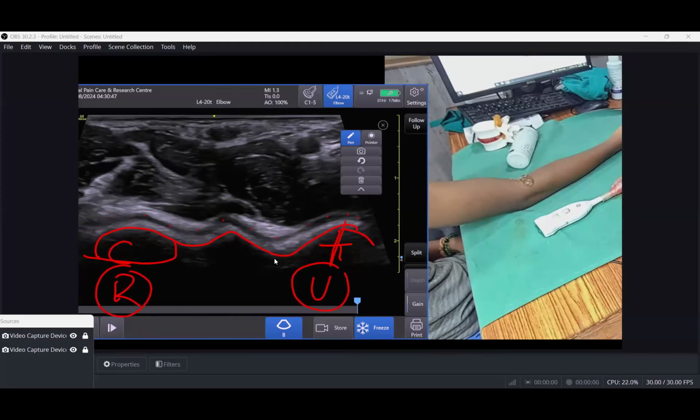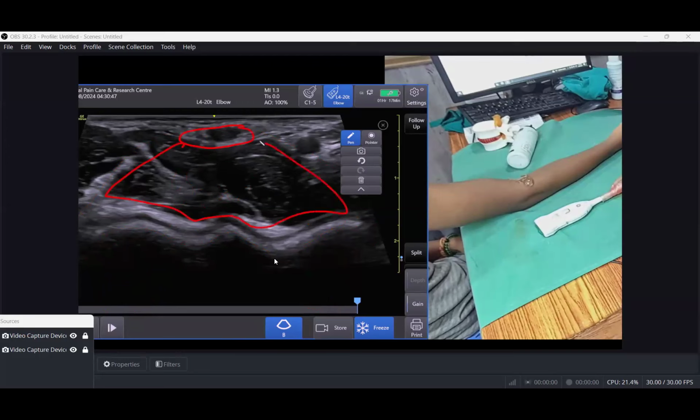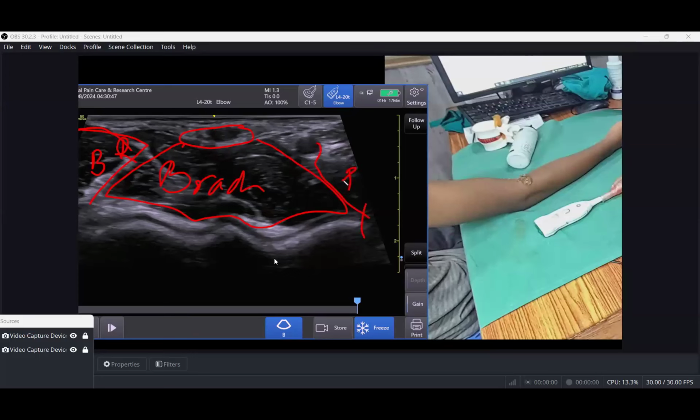Above this you can see a big mountain-like muscle. This muscle is the brachialis. On the top of the brachialis is the tendon of the biceps. This whole entire hill is formed by the brachialis. On the lateral aspect of the brachialis is the brachioradialis, and on the medial side this muscle is the pronator teres.